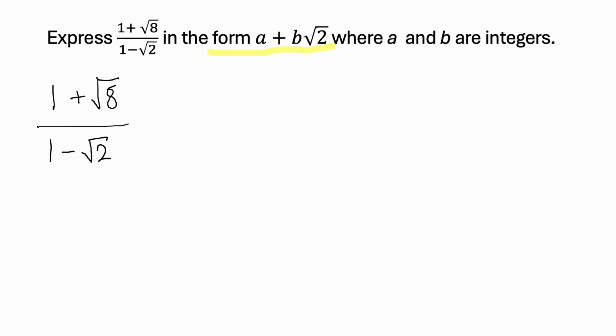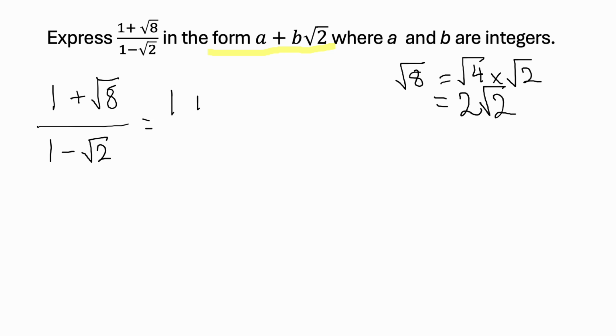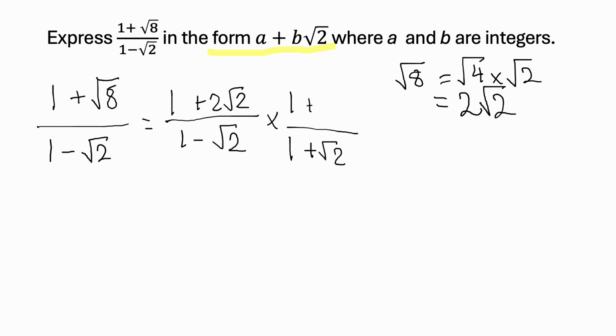If we look at this root 8 in particular, we can simplify it, because root 8 is the same thing as saying root 4 times root 2, right? Square root of 4 is 2, so root 8 is the same thing as saying 2 root 2. So let's change that. So 1 plus 2 root 2 over 1 minus root 2. And when we rationalize surds, when we have it in this format, 1 minus root 2, we have to times the top and bottom by 1 plus root 2.